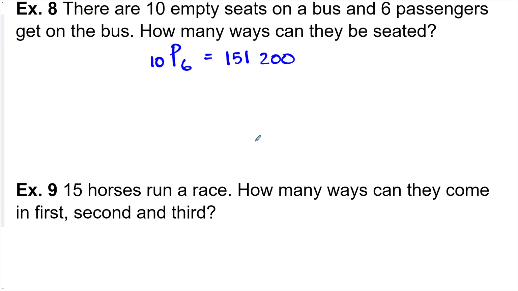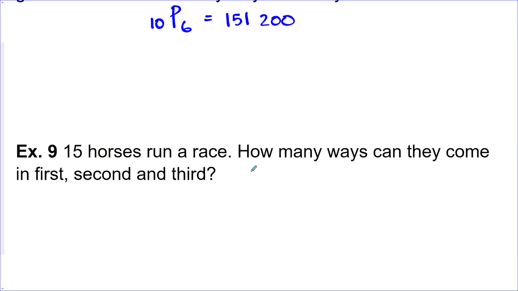Next one, 15 horses run a race. How many ways can they come in first, second, and third? So we've got a total of 15. We're making a permutation because we have specific positions, and if a horse got first or second, we would notice the difference. So we're making a permutation with 3 of them. And we can put this in our calculator, and we would get 2,730.